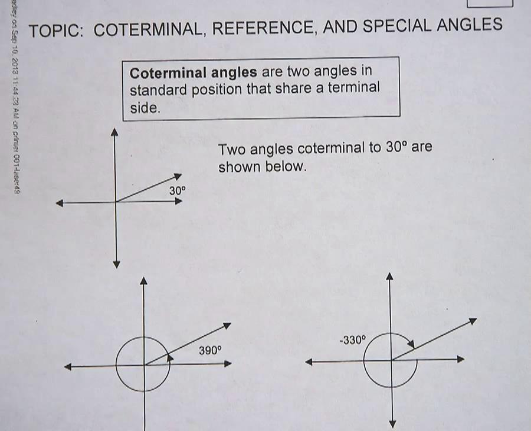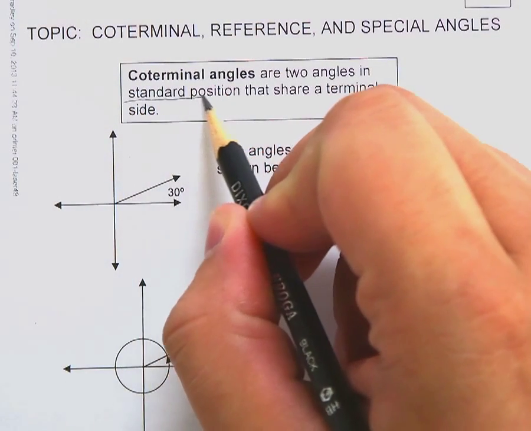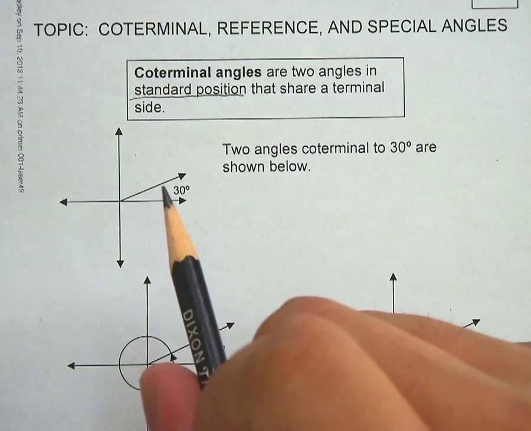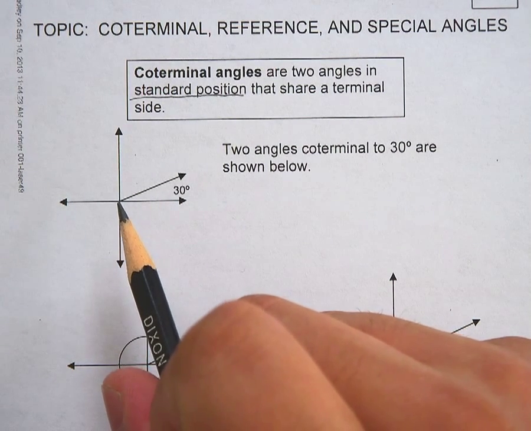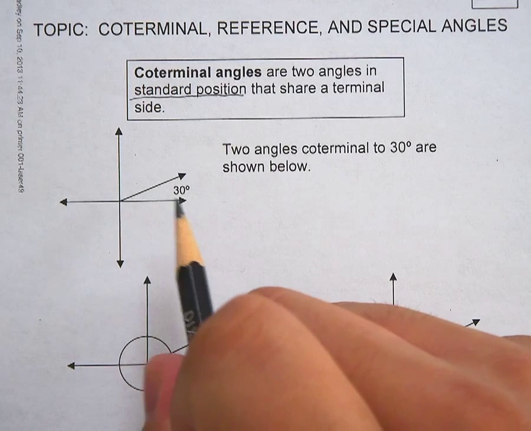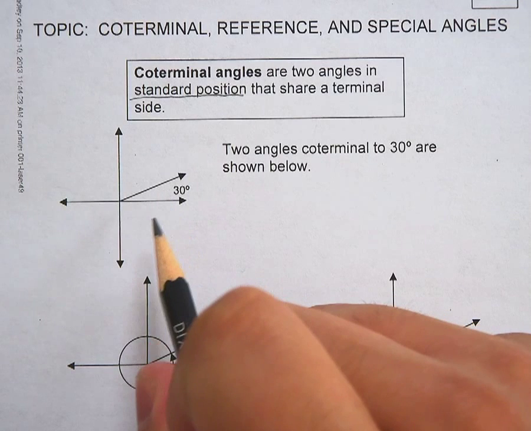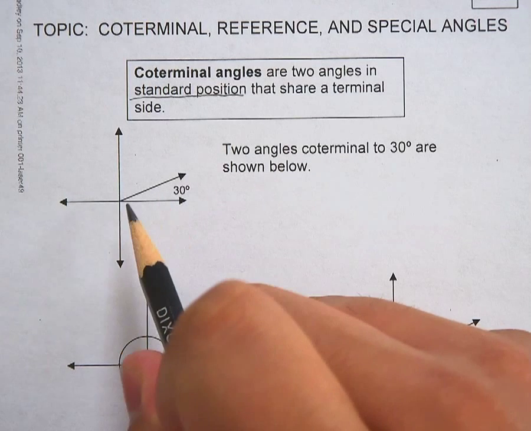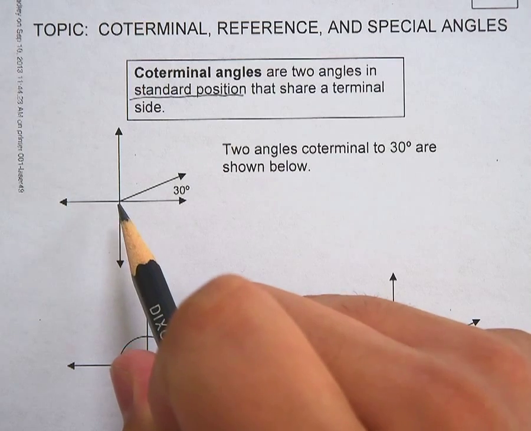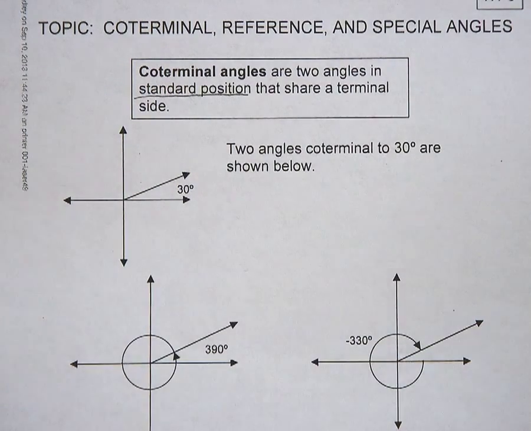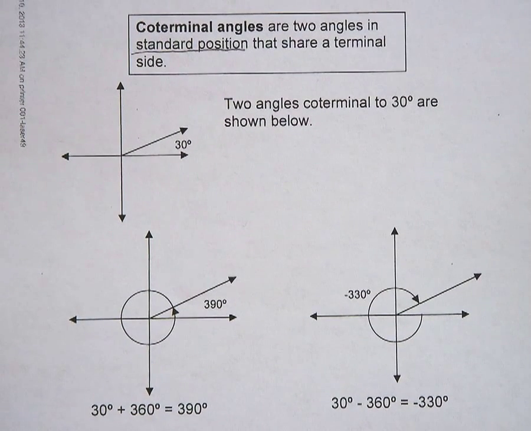Now, standard position, this guy right here, means that the angle starts at 0, 0. It includes the x-axis, and then it rotates from there, either in a positive or a negative manner. So standard position means it's going to be at the origin. The main angle that you're measuring is at the origin. So coterminal are two angles that share a terminal side.